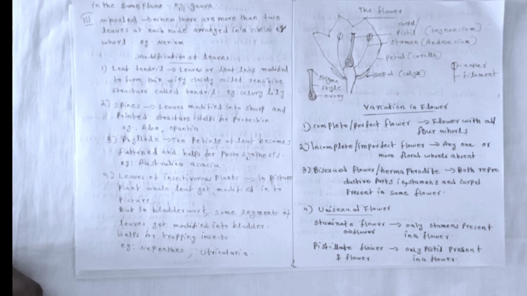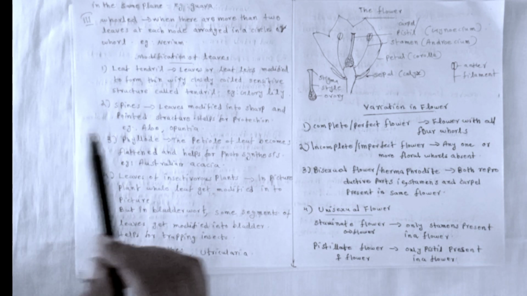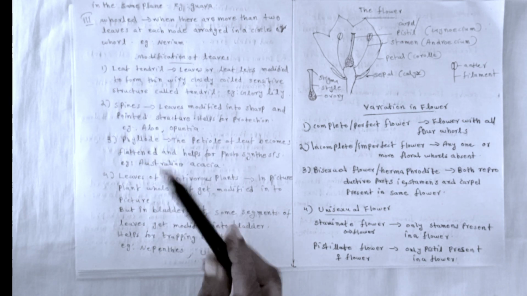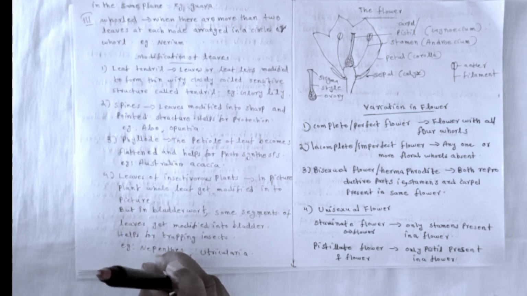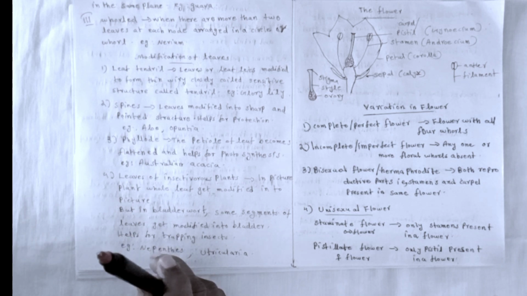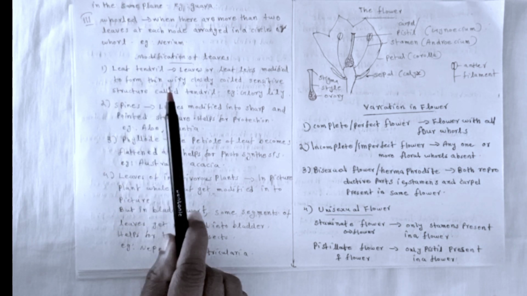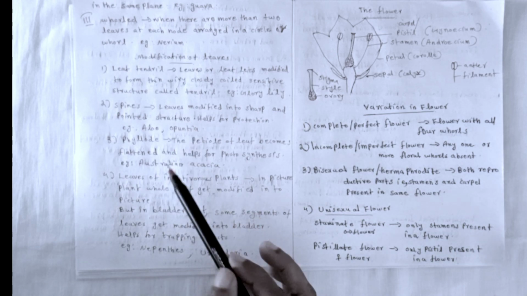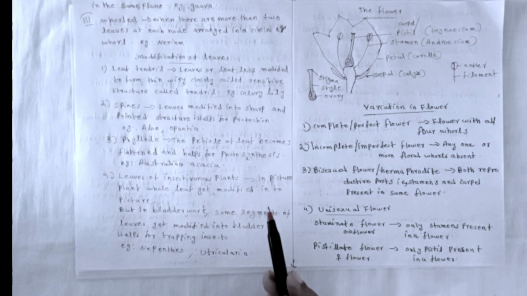Next, modification of leaves. Modification of leaves for different functions. Leaves have different functions, but the common function is photosynthesis. But different types of modifications are seen in leaves for separate purposes.